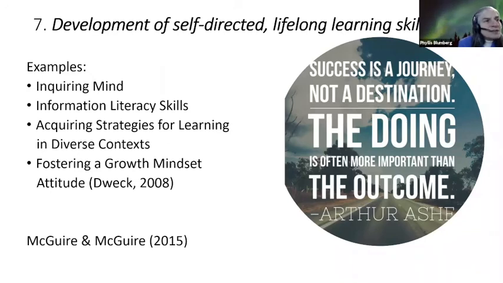Number 7 is development of self-directed lifelong learning skills. And these examples include having an inquiring mind, information literacy, that's the ability to find information, use it appropriately, and use it legally, and evaluate whether or not the sources are appropriate to be used. Acquiring strategies for learning in diverse contexts. It might be reading, it might be speaking to somebody, it might be an experiential situation.